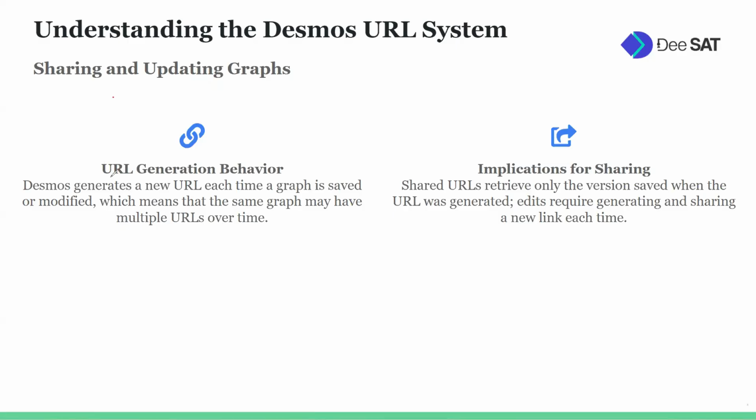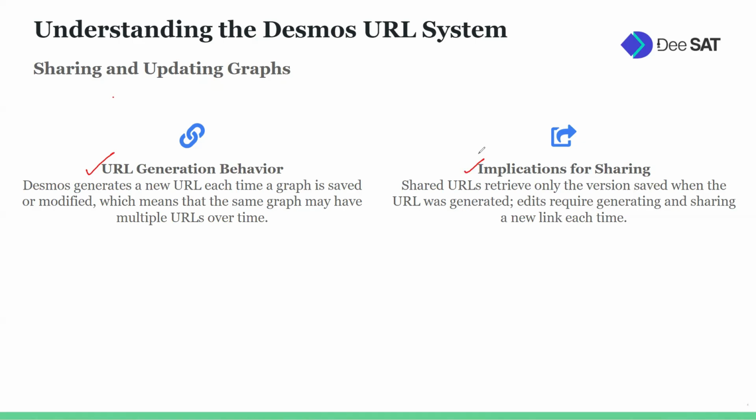Now let's discuss the Desmos URL system. Understanding the Desmos URL system plays a key role when sharing and updating graphs. Now, how it works and what you need to keep in mind. URL generation behavior. Desmos generates a new URL each time a graph is saved or modified. This means that even if you make small changes to an existing graph, it will result in a different URL. Over time, the same graph may have multiple URLs, especially if it's frequently updated. Understanding this behavior is important when organizing and sharing your work.